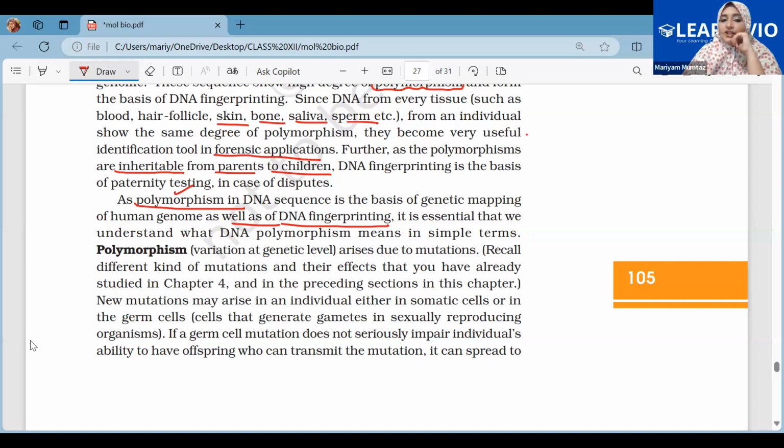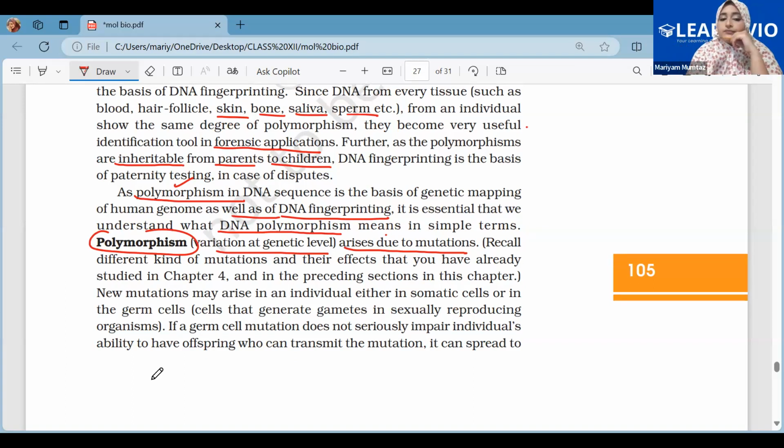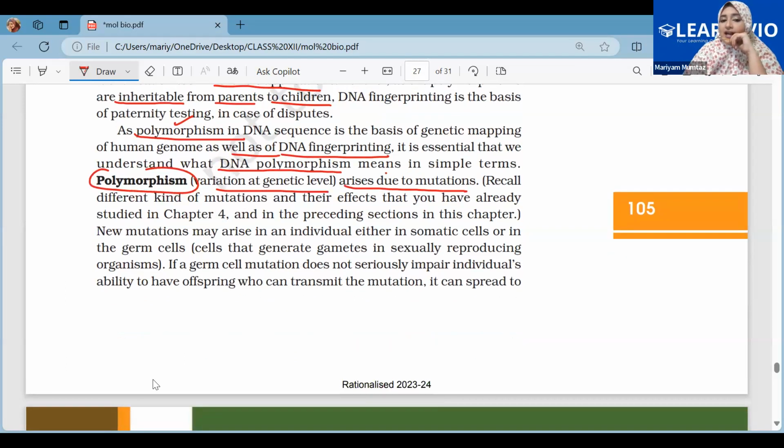Now, it is essential that we understand what DNA polymorphism means in simple terms. Polymorphism is variation at the genetic level. It arises due to mutation, so at every level it would show different kinds of forms. Poly means many, and forms. Now, new mutations may arise in an individual either in somatic cells or in the germ cells.